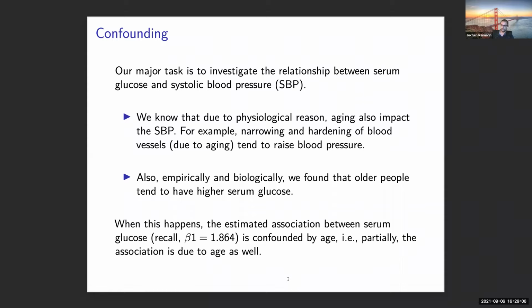For this very reason, you want to adjust for age, or account for age in your model. So empirically and biologically, we found that older people tend to have higher serum glucose, which is the next problem, right? Age will also affect your exposure. So on the pathway from exposure to outcome, exposure being glucose, outcome being blood pressure, we have a variable that affects both the outcome, blood pressure, as well as glucose. So that is a classical confounder. When this happens, that association is confounded by age.